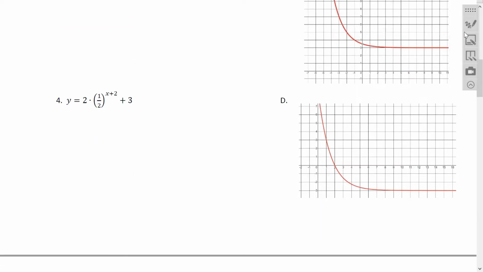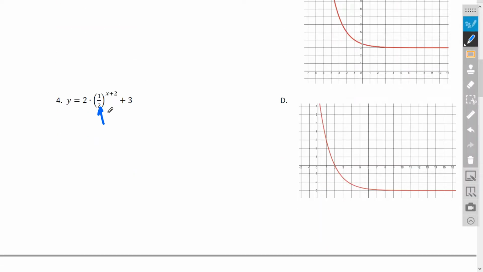So letter number 4, the 1/2 tells us that this is decay. The +2 tells us this has been shifted left 2. And the +3 tells us this has been shifted up 3 from the parent function. Remember, all of these transformations, left 2, up 3, they all apply to the parent function, which is the function that occurs without those two things.